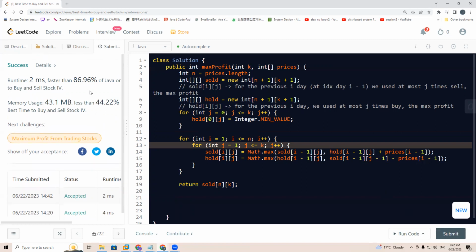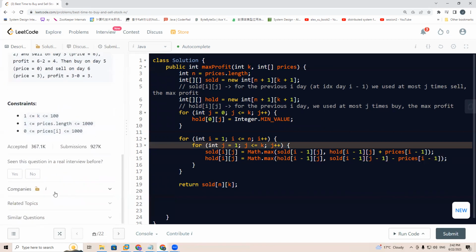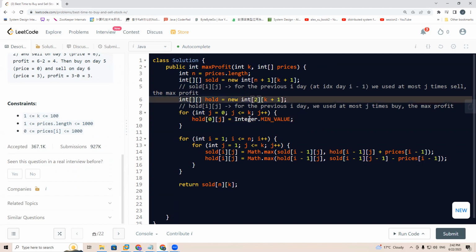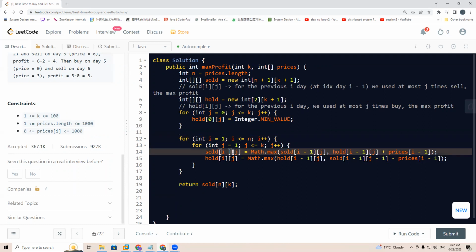Also, we can do the rolling array because this n range may be bigger, right? So we can change this n to be 2 here, so it's i modulo 2, and we just multiply by 2. In this case, we can save space. The time complexity is still the same, but the space complexity will be 2 multiplied by k.